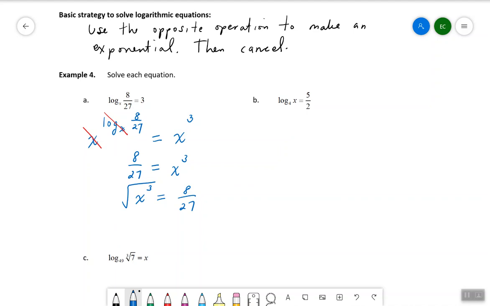We could take the cube root of both sides, and the cube root and the cube cancel, and we're just left with x is equal to the cube root of a fraction, which is just the cube root of the numerator over the cube root of the denominator. So our answer is 2/3.